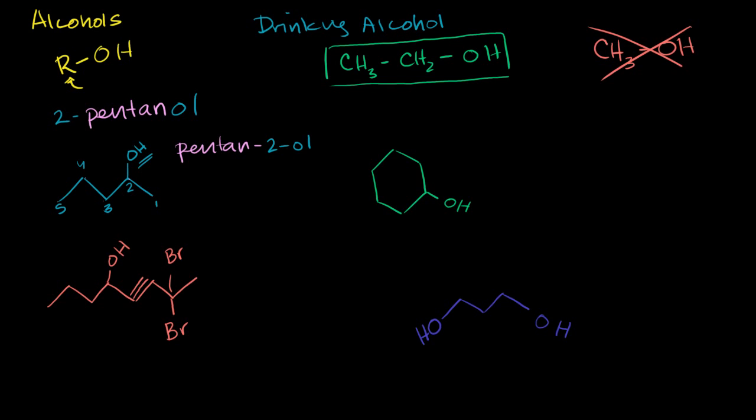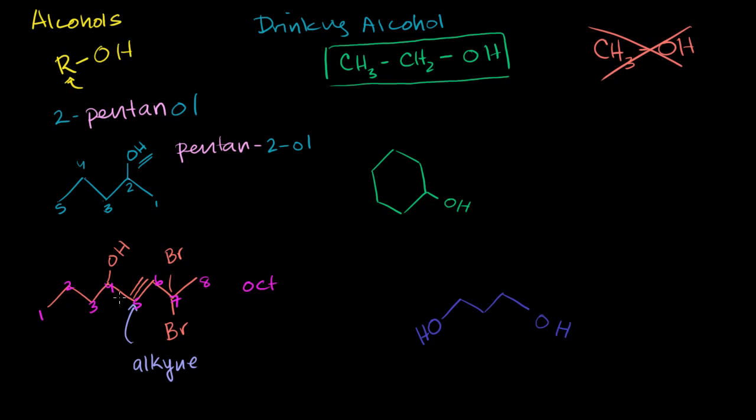Now let's try to name this beast right over here. We have a couple of things going on. This is an alkyne. We have a triple bond. We have 2 bromo groups here, and it's also an alcohol. An alcohol takes precedence over all of them. So we want to start numbering closest to the alcohol, from this end of the carbon chain. And we have 1, 2, 3, 4, 5, 6, 7, 8 carbons. So we want to call it an octyne, but because we have an alcohol there, let me make it very clear.